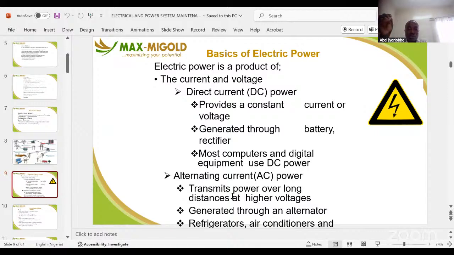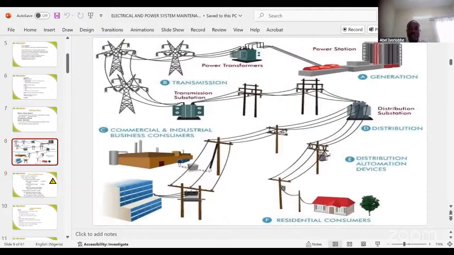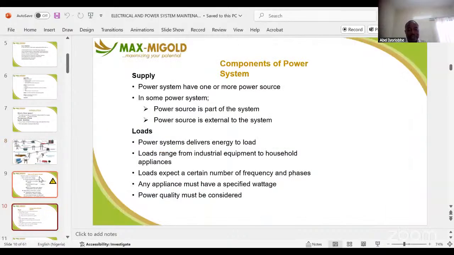We have another source of power, which is alternating power. It transmits power over long distances, like the one we saw here. This is alternating power. It's different from the DC power. It transmits power over a very large, long distance.